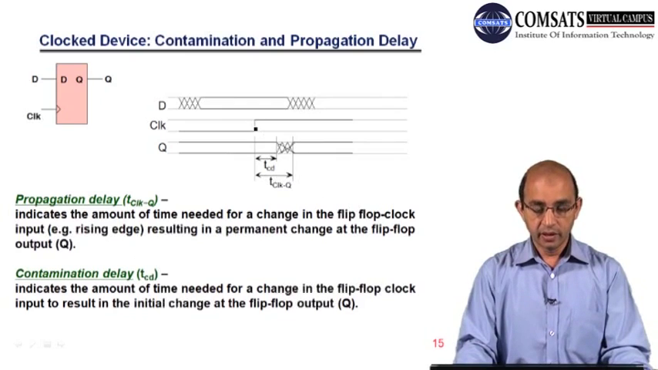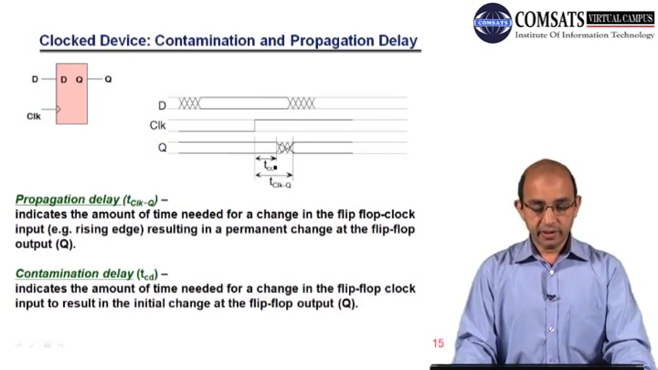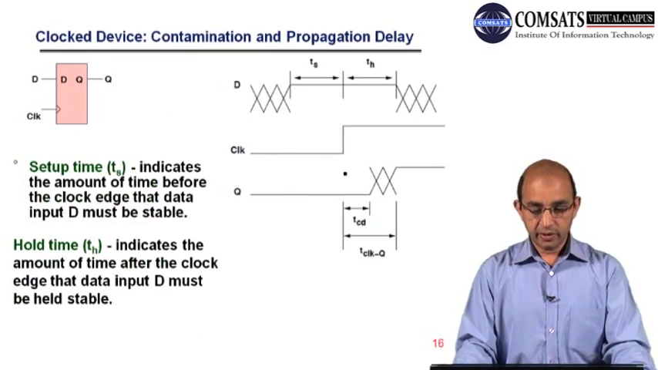So here you can see that the clock has changed, and we have the effect of the clock change here. This is a sort of T, and we have mentioned this with TCLK dash Q, and this is TCD. So here again we have a more detailed picture: clock, D, and this is the output.